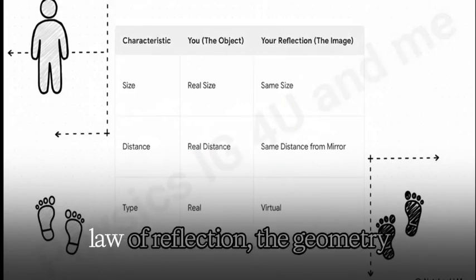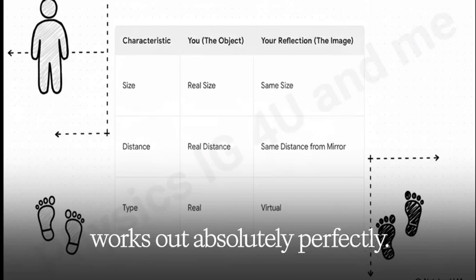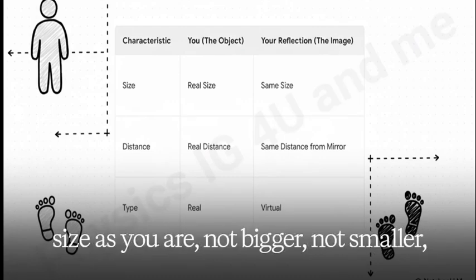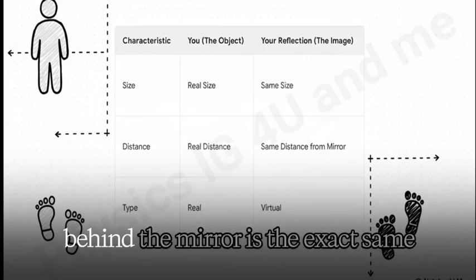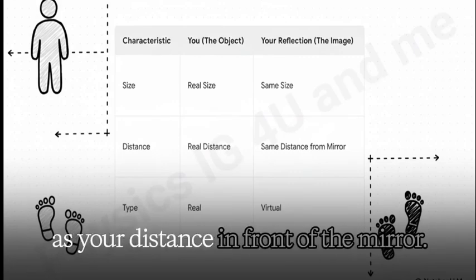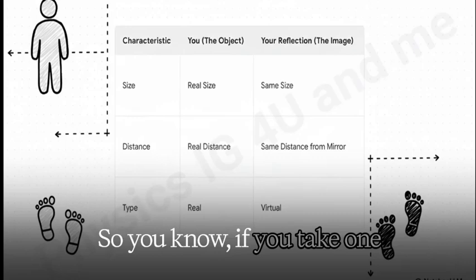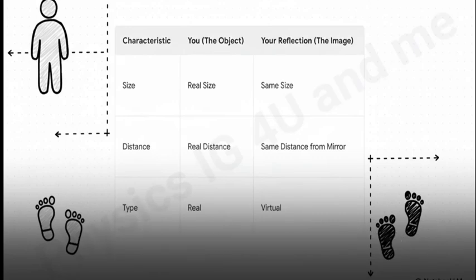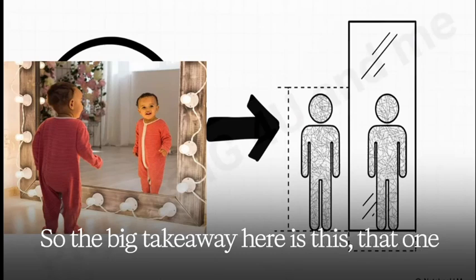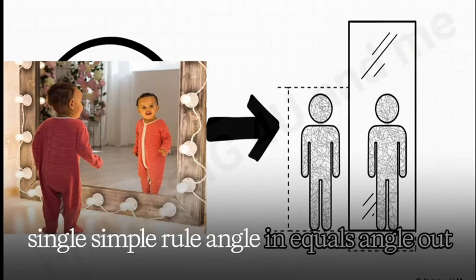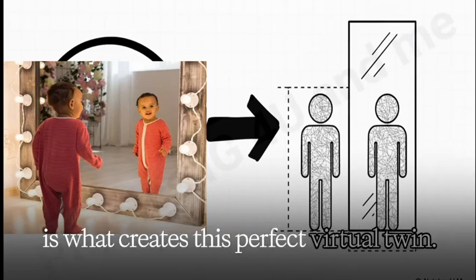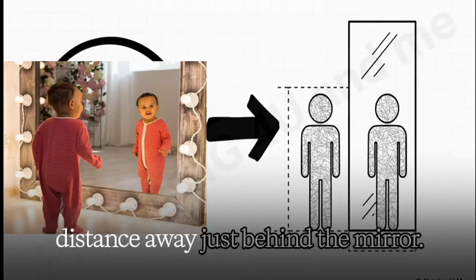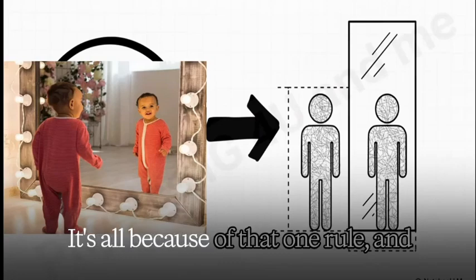Well, because of that simple law of reflection, the geometry works out absolutely perfectly. Your virtual twin is the exact same size as you are, not bigger, not smaller. And the distance it appears to be behind the mirror is the exact same as your distance in front of the mirror. So, if you take one step back from the mirror, your reflection takes one step back too. It's a perfect match. So, the big takeaway here is this. That one single, simple rule, angle in equals angle out, is what creates this perfect virtual twin. It dictates that the image is the same size as you and the same distance away, just behind the mirror. It's all because of that one rule.